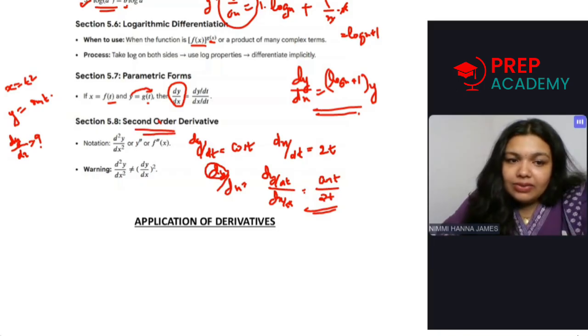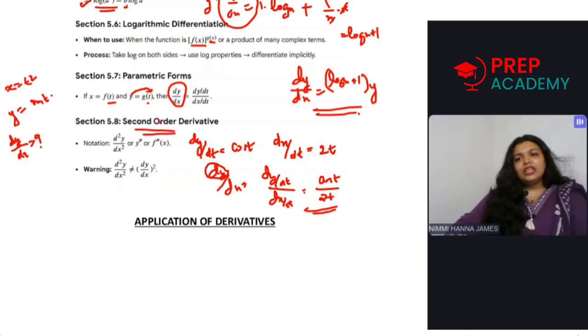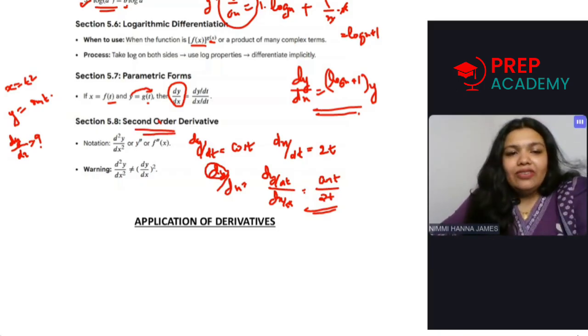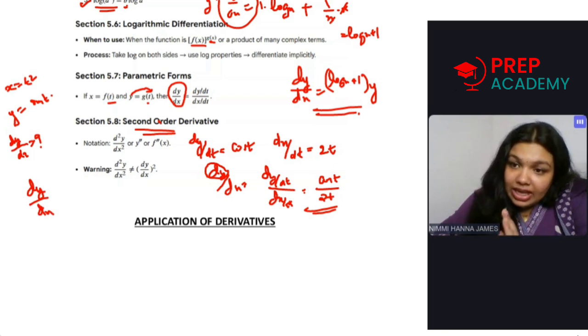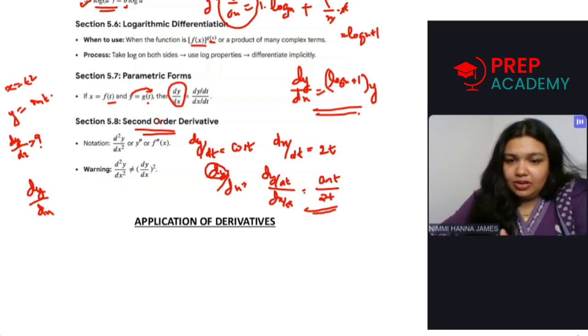Okay, and we had second order derivative. Second order derivative means that we just take the derivative two times. We first find the derivative and get dy by dx, then we differentiate the answer once again. That is d square y by dx square.